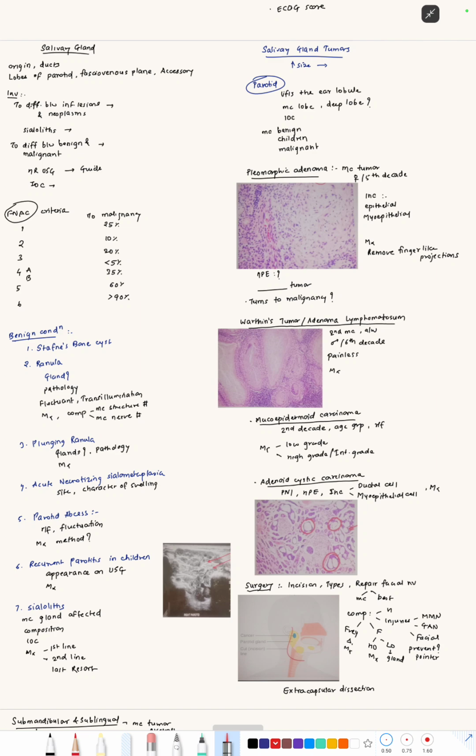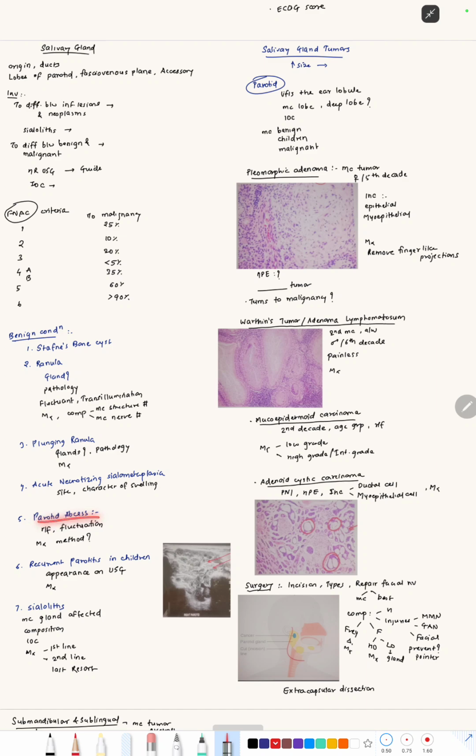Then the next condition is acute necrotizing sialometaplasia. The site over here is the hard palate, and minor salivary glands are involved. The character of the swelling is just like your umbilicated swelling of the molluscum virus. Similarly over here, there is redness in the surrounding, there's a swelling, and in the center there is going to be a crater. So this is found in acute necrotizing sialometaplasia.